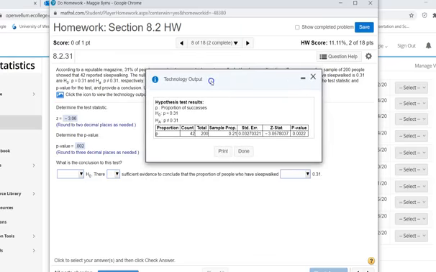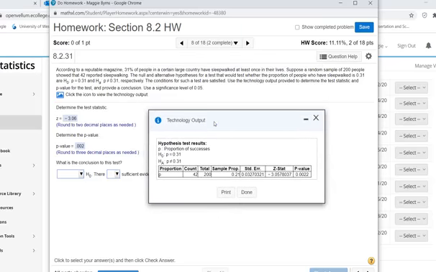All right, so then it says, what is the conclusion? My p-value is 0.0022. The question you need to ask yourself for the conclusion is, how does this number compare to the significance level? Is it more than the significance level or less than the significance level? In this case, it is less than the significance level. This is less than 1%. If I move the decimal over, this gives me 0.22%. So this is smaller than the 5% significance level.